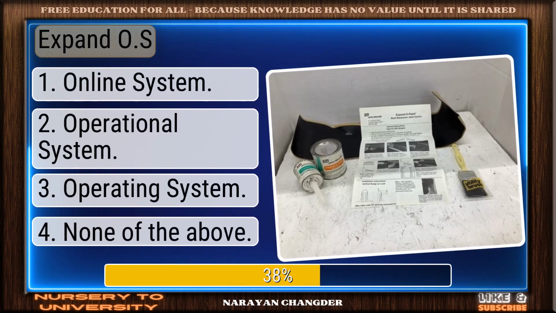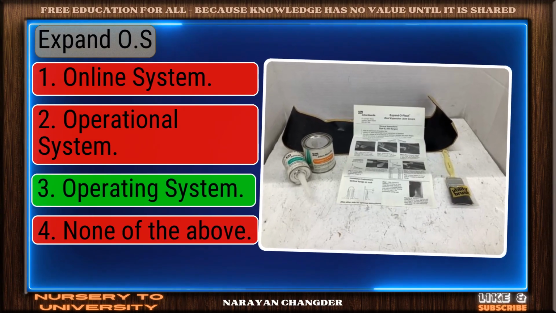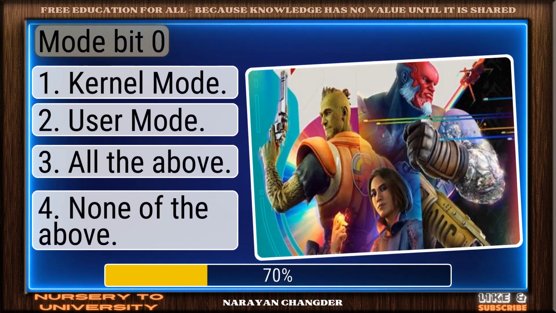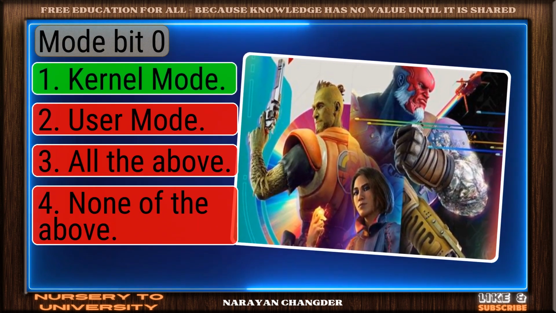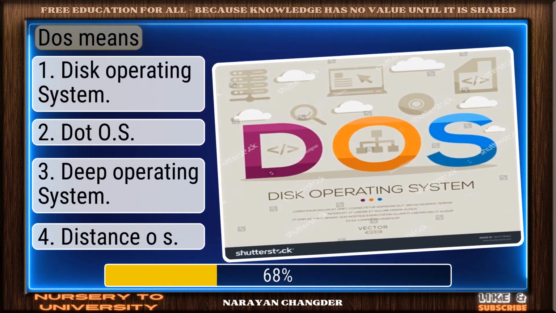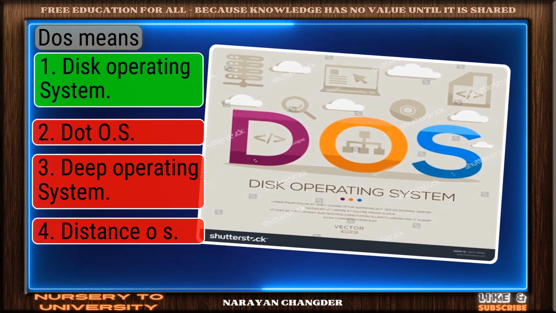Expand OS. Right choice. Operating system is the best answer. Mode bit 0. Solid response. Kernel mode is a valid choice. DOS means... Well done. Disk operating system is the right choice.